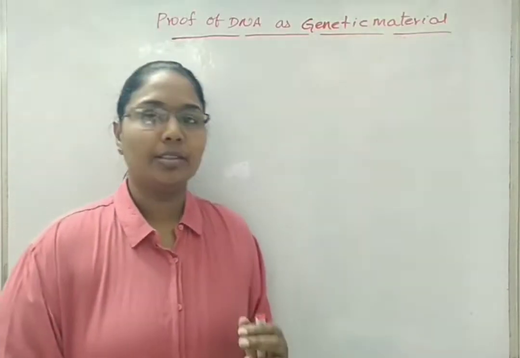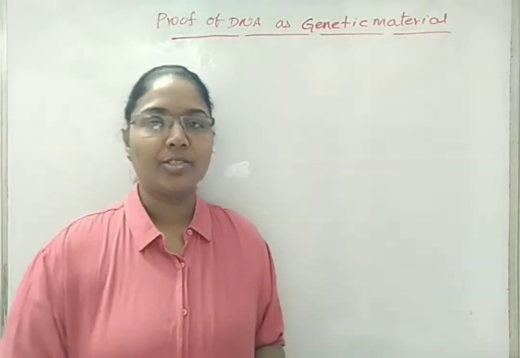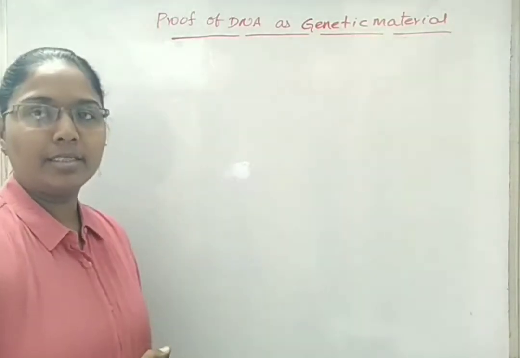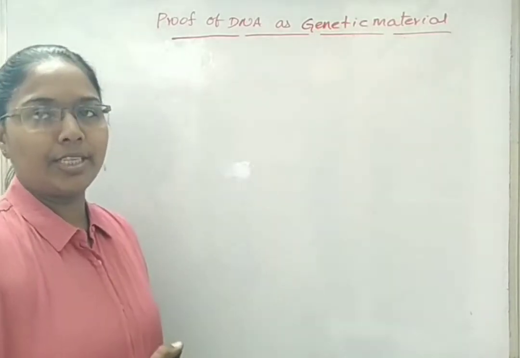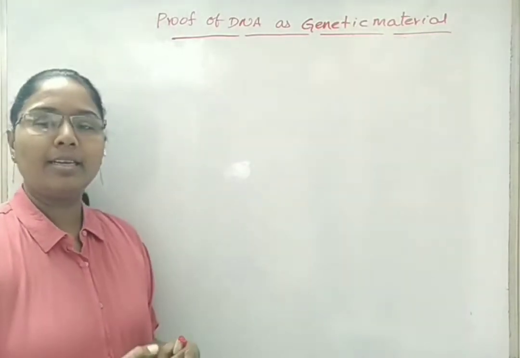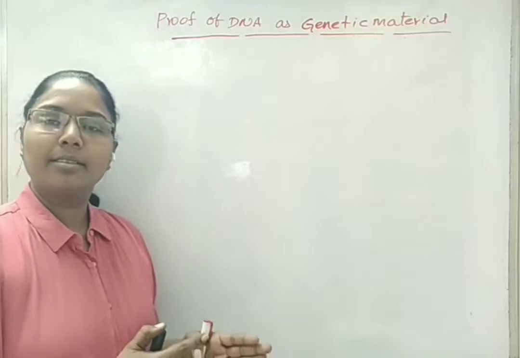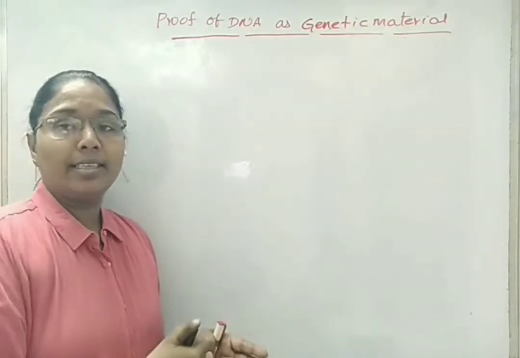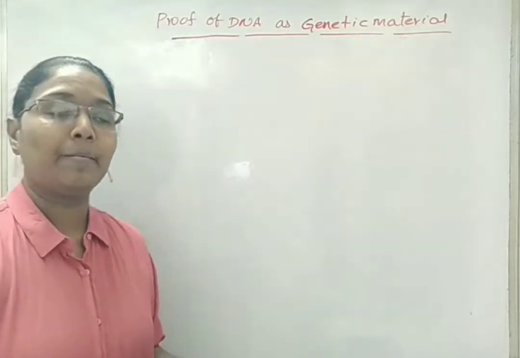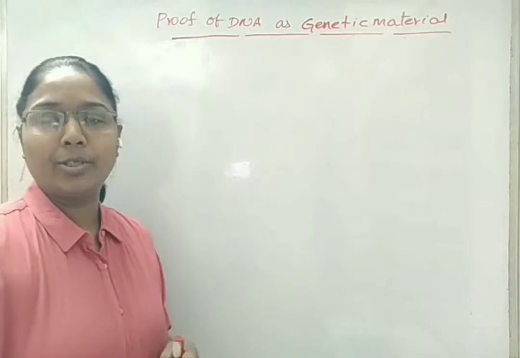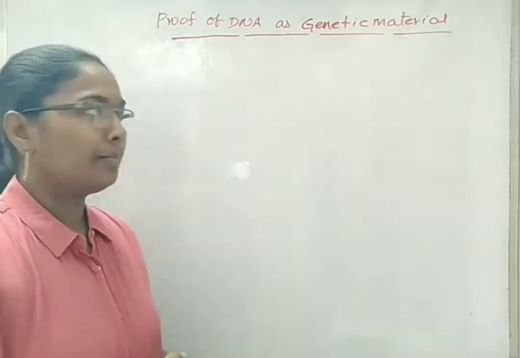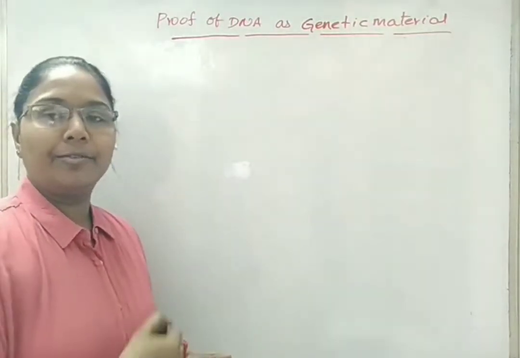Hello students, now we will start with a new topic, that is proof of DNA as genetic material. Two different types of experiments were done by two different scientists, Griffith and also Hershey and Chase. Griffith took two different strains of bacteria and tried to prove that DNA is genetic material, but he couldn't explain his experiment completely. Later, other scientists like Avery, MacLeod and McCarthy concluded and finished that experiment and explained the experiment done by Griffith.